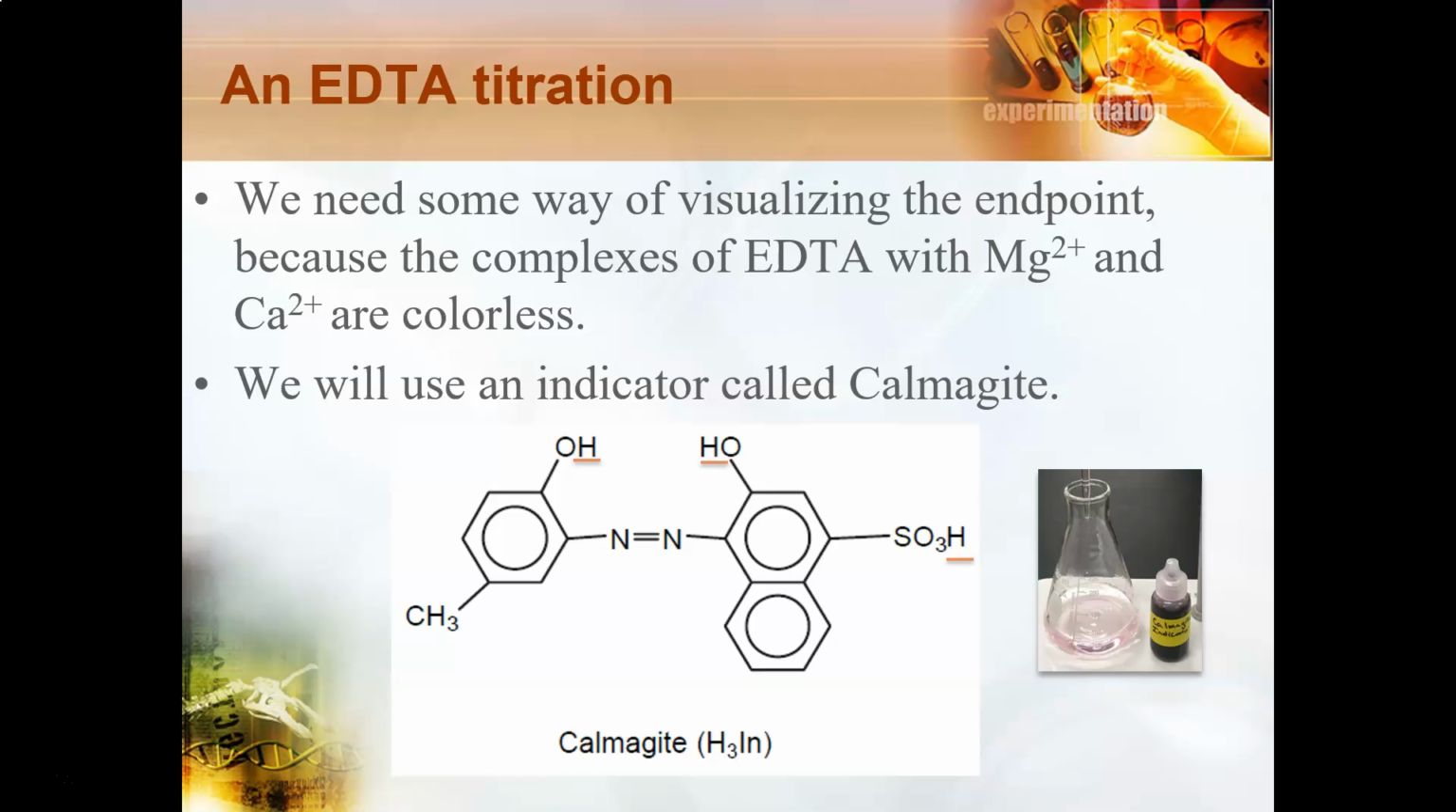But EDTA is colorless, magnesium is colorless, the calcium is colorless, the complex is colorless. So we have to find some way of figuring out when we formed our complex. So we're going to use an indicator called calmagite, and calmagite is blue. I don't know if you can see in this bottle right here, this picture I took, but this is a blue indicator. And calmagite also has dissociable protons. So here, the artist who drew this figure wrote this as H3IN. So IN stands for indicator, and again, that's the whole molecule plus the 1, 2, 3 protons that can dissociate. So that's the indicator we're going to use in the first part.